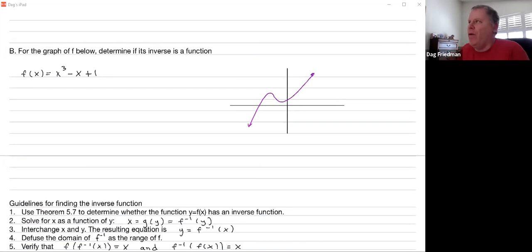So what I want you to determine is, just looking at it, does this function appear to be monotonic, yes or no? If it's monotonic, then its inverse is a function. If it's not monotonic, then that is false. Its inverse is not a function. So in the chat, if it is monotonic, type 1. If it is not monotonic, type 2. If you don't know, type 3.